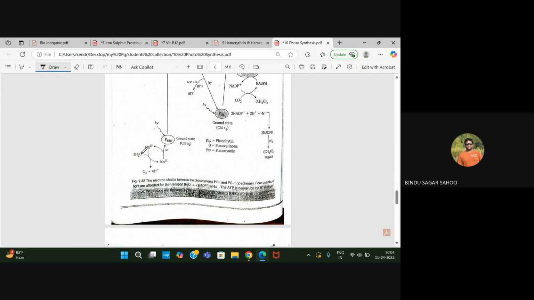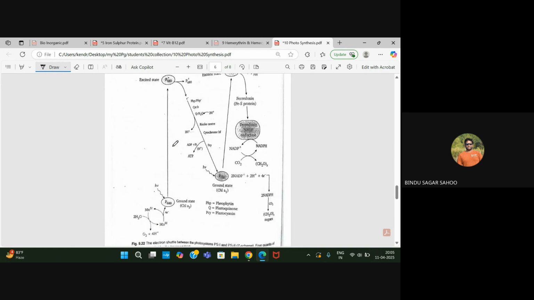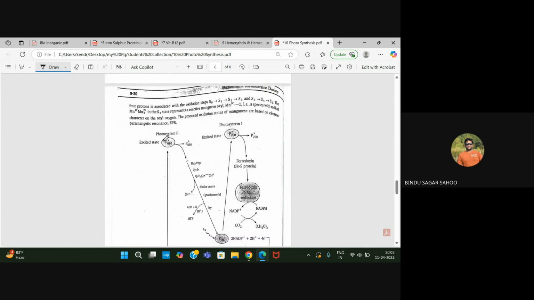That means these two electrons get shifted towards the manganese, and further manganese gives 4 electrons towards this P680, and it is further oxidized to manganese IV. That means 4 Mn3+ gets converted to 4 Mn4+, and these electrons are created inside this oxygen evolving system. Then they are donated towards P680, and P680 after absorbing the electron gets converted to P*680.